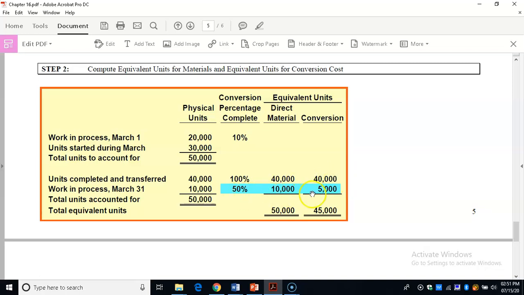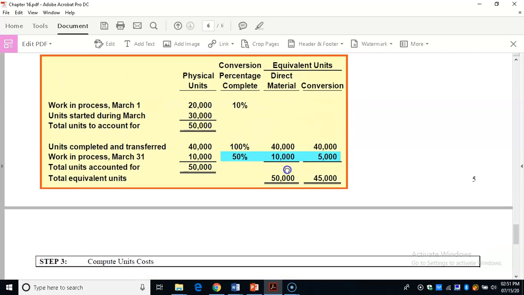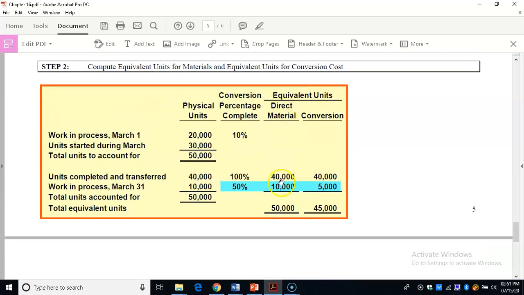This teal color, this blue color, is kind of tricky. At the end of the month, we have 10,000 physical units. And what percent of the materials are here? Hint. Remember, materials are always 100%. So 10,000 times 100% equals 10,000. How many equivalent units do you have for direct materials? 10,000.